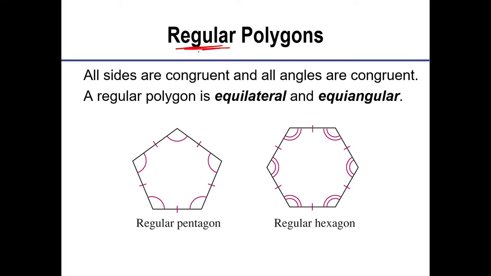Regular polygons are special in that the sides are congruent and all angles are congruent. A regular polygon is equilateral and equiangular. Again, a regular polygon is equilateral and equiangular.